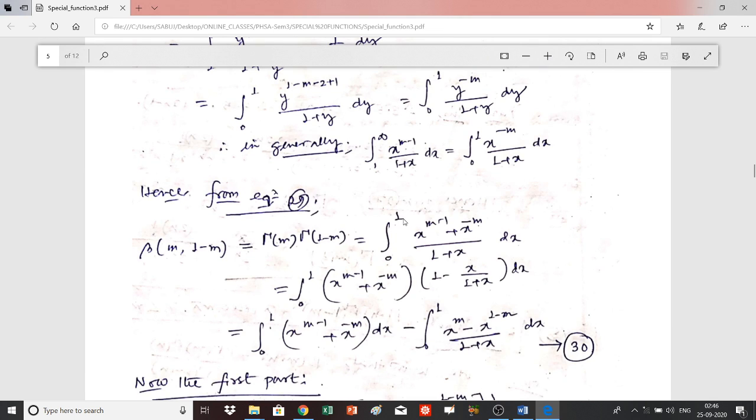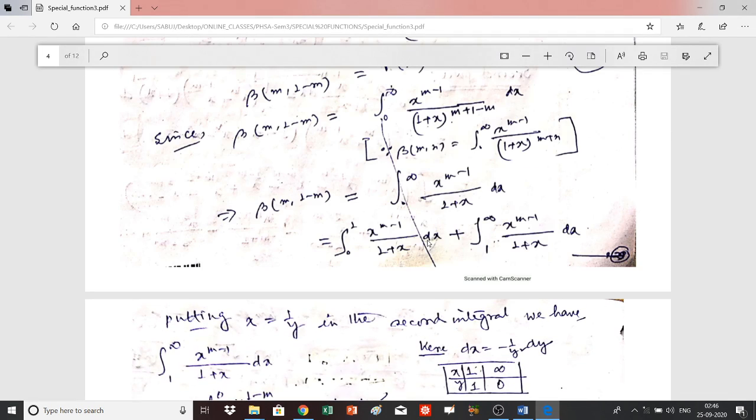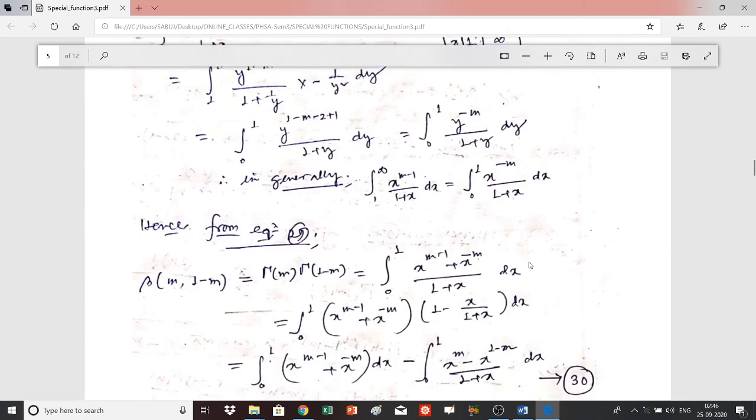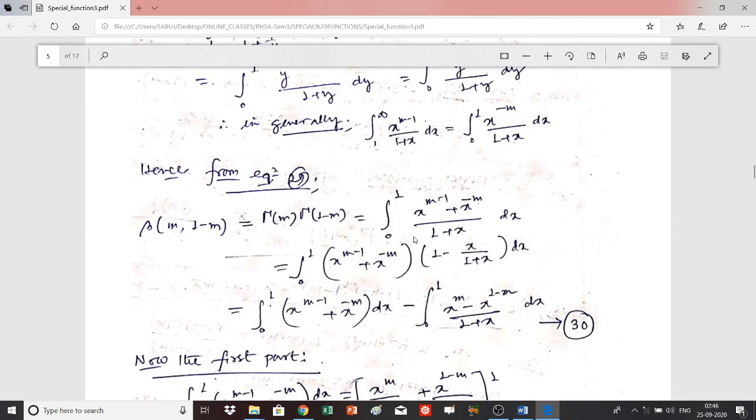If you combine these two, that will give you 0 to 1 x to the minus 1 by 1 plus x, and it will also be 0 to 1 x to the minus 1 by 1 plus x. So that is done here. 0 to 1 x to the minus 1 plus x to the power minus m by 1 plus x dx.